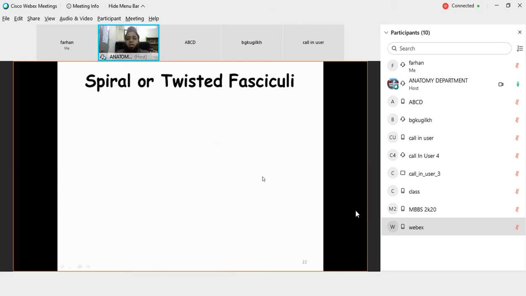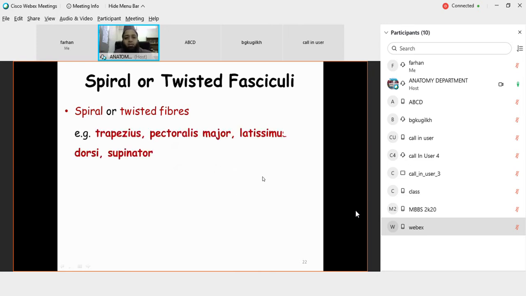Now some muscles can be having spiral or twisted fasciculi. We have got these names: trapezius, pectoralis major, latissimus dorsi, and the supinator. These all muscles you will be studying in the upper limb. So you will see from the origin to the attachment how the fibers are getting twisted to get attached, and that will accordingly affect the movement pattern.